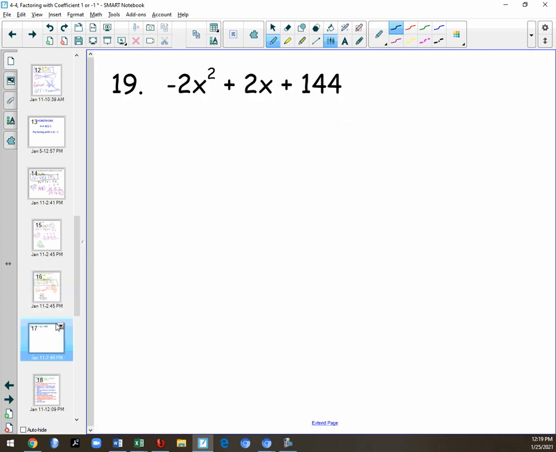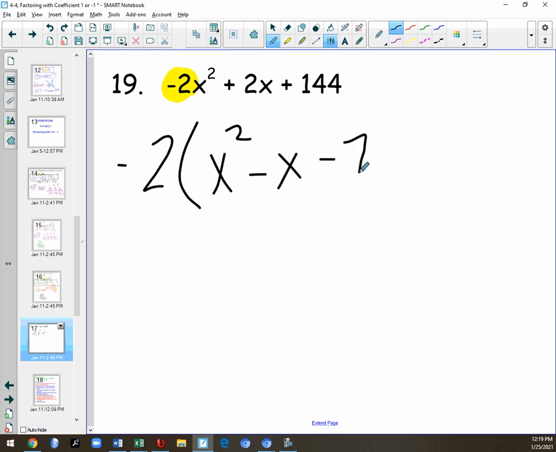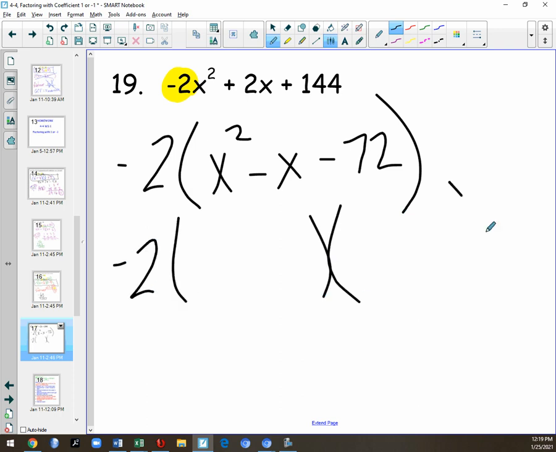Last problem that I'm going to do for you today on your homework is going to be number 19. We have a GCF of a -2, so we're going to pull that out to give you an x squared minus an x minus a 72. Put this into two binomials. That's an x and an x. My signs must be opposite. Factors of 72 are going to be 9 and 8. Those are the ones that you automatically probably know.